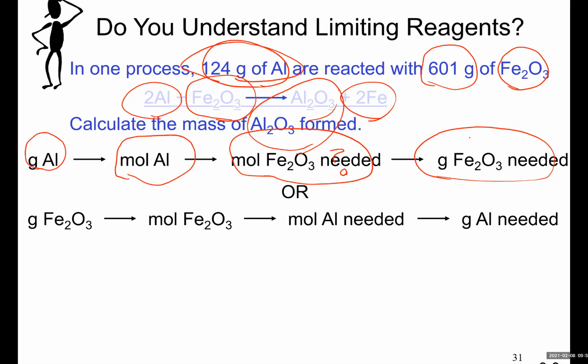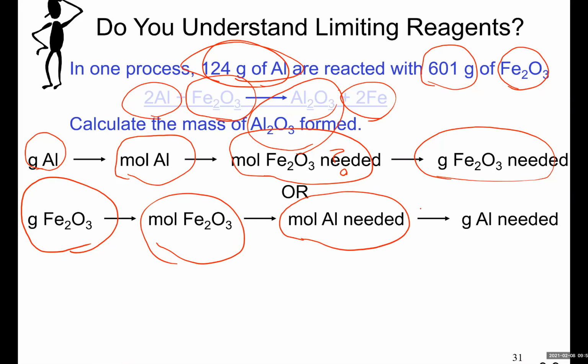So I have grams of Fe2O3. Let's suppose another option: start with the grams of Fe2O3. I can go to moles of Fe2O3. From that, I can determine moles of aluminum and go to grams of aluminum to see if we have enough aluminum or not. In other words, it doesn't matter. You have two options. You choose the way you want. Use grams of one of the reactants given, and determine the amount of the other reactant needed. Either one will give you the same result.